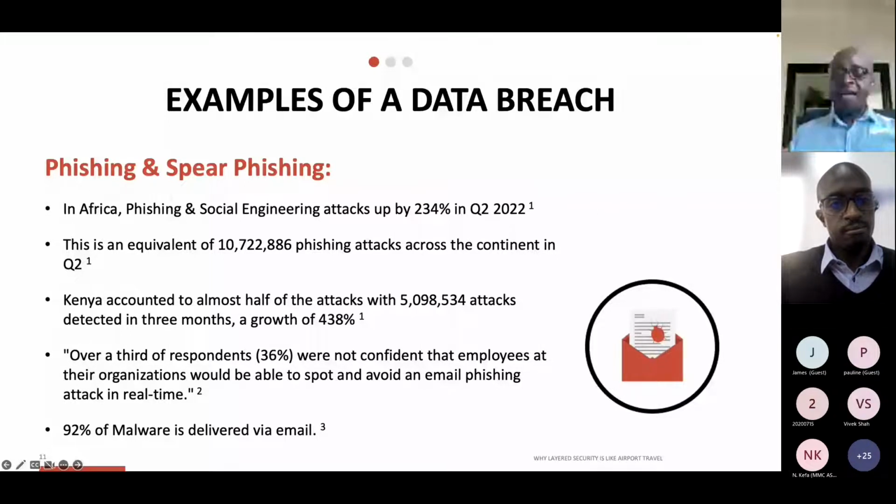So of the whole continent, and of the whole 10 million plus phishing attacks that the continent received, Kenya was targeted by half of those in a space of 3 months. That is how under siege we are.